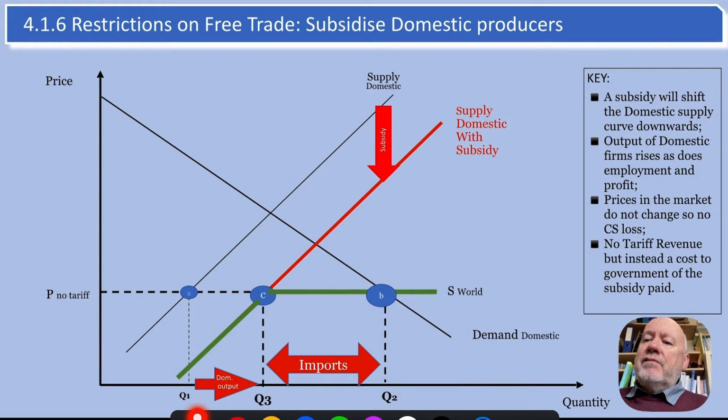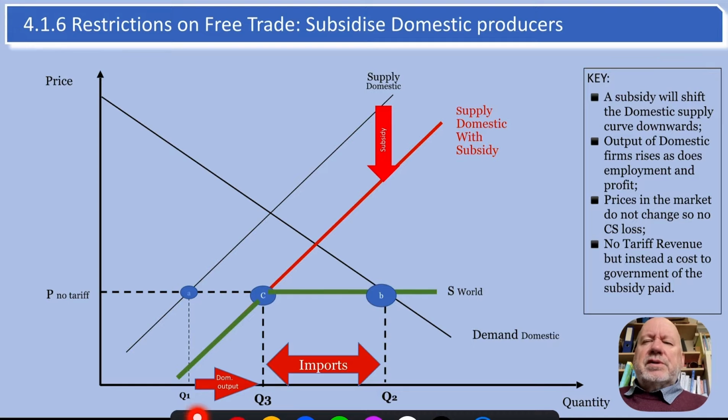Okay, however, from the government's point of view, there's no tariff revenue when you're comparing it with a tariff, and in fact, you'll see that the subsidy is actually going to cost the government. But you get the impact of an increase in the domestic output, a reduction in the amount of the imports, and a key advantage is no rise in price. So no inflation, no consumer surplus loss, etc. So that's a big difference between the two.